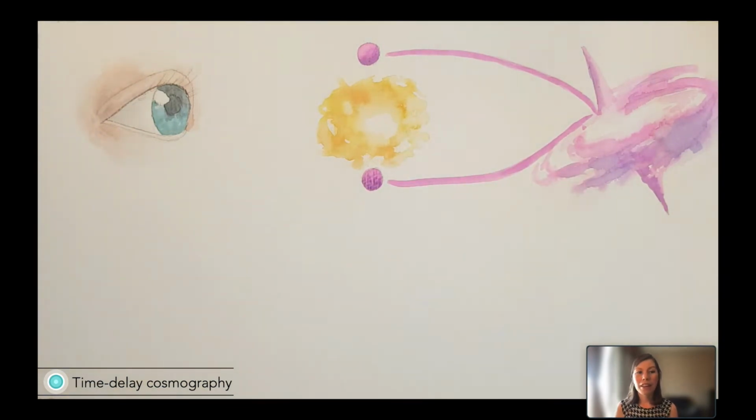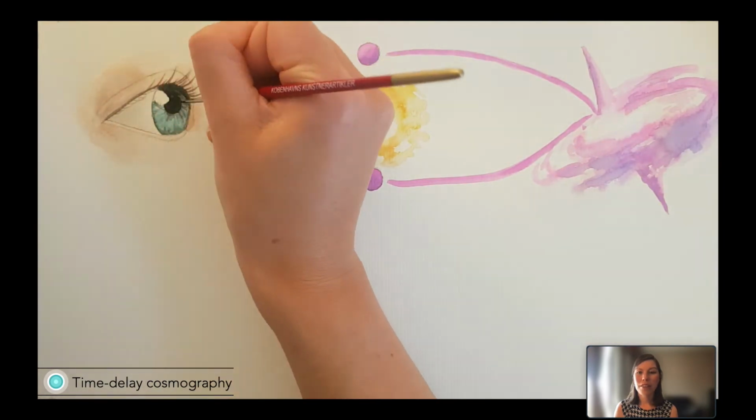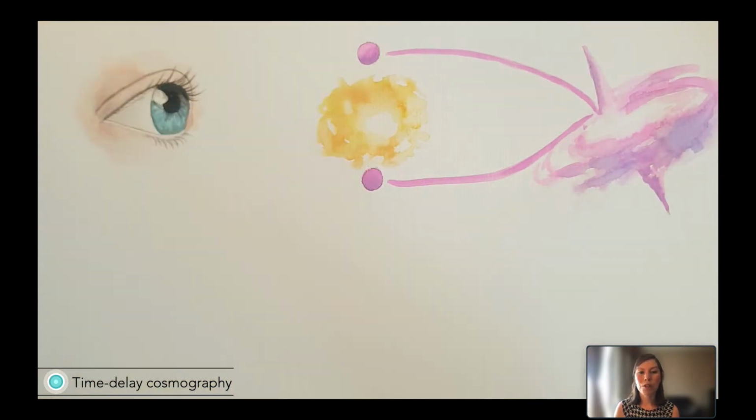Now, if this source is also a transient or a variable source, such as a supernova or a quasar, then the variations in brightness of this object will arrive at the images at different moments, because they travel a different path to each image and they're also affected by the gravitational potential of the lens galaxy in a different way.